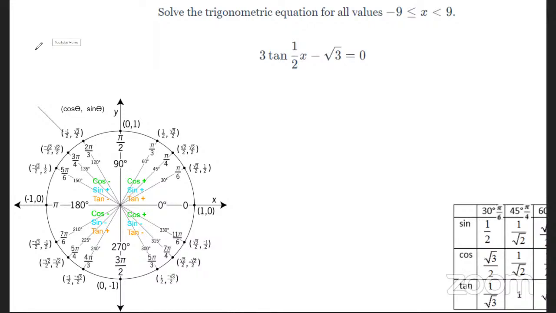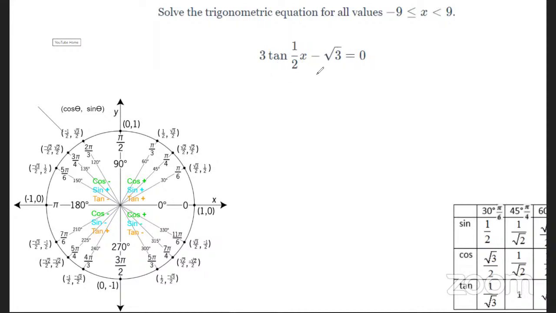All right, so this is the last example I have before I get into the worksheet that we're going to be working on today. We're going to go back over some of the worksheet problems that we looked at yesterday and go over those step by step. So, all right, here we have 3 tangent 1/2 x minus radical 3 equals 0.